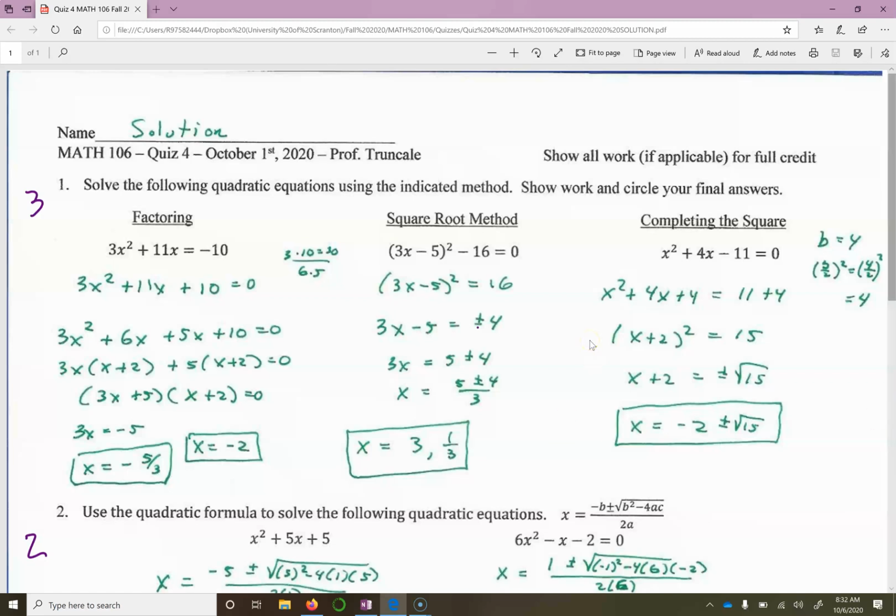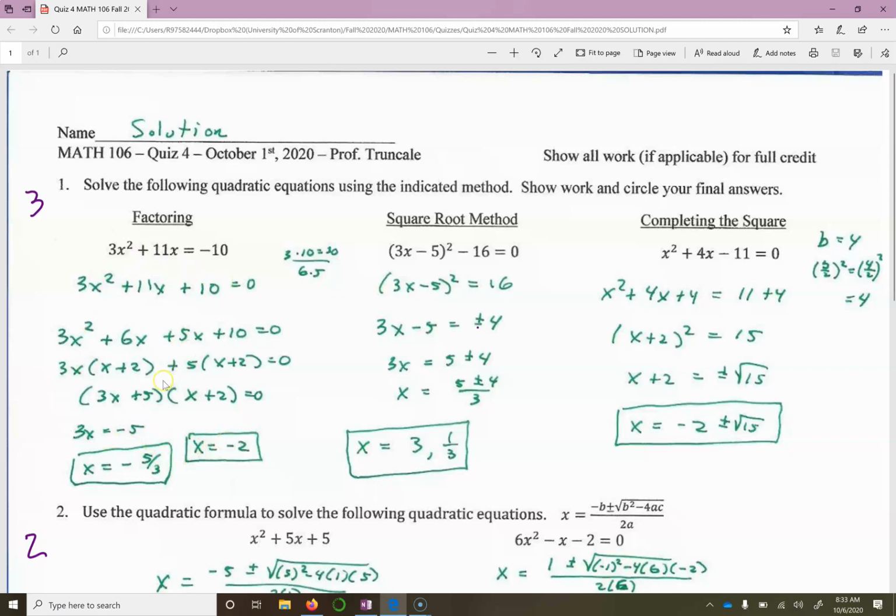So this first question, I wanted to see if you could basically solve the quadratic equation using the first 3 methods shown in class. So by factoring, the square root method, and then completing the square. Because for certain quadratic equations, some of the methods are easier. So for this first one, if you put all the terms on the left-hand side of the equation, you could factor this quadratic polynomial. And then you get 2 final answers down here.